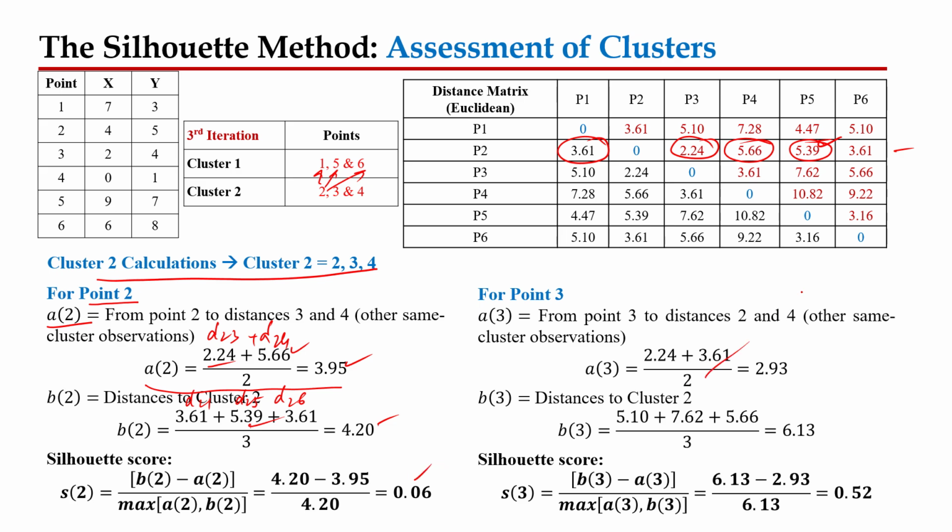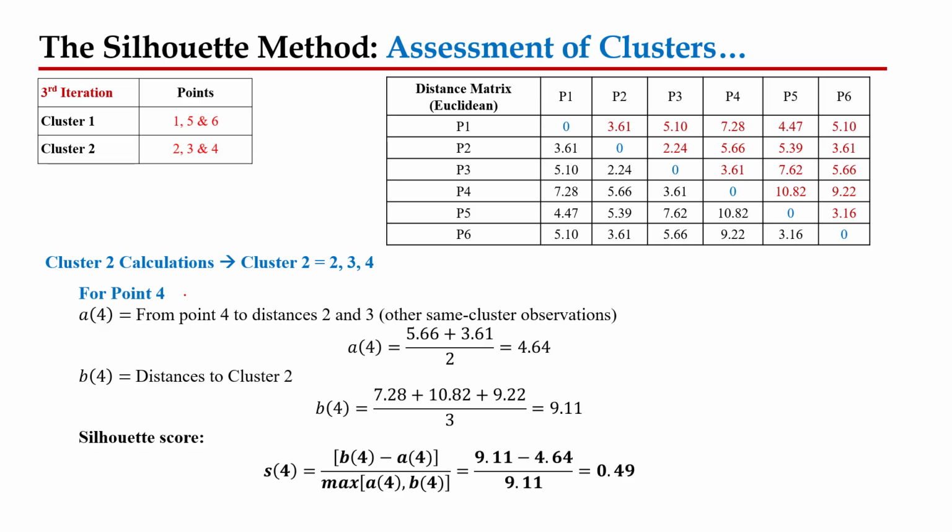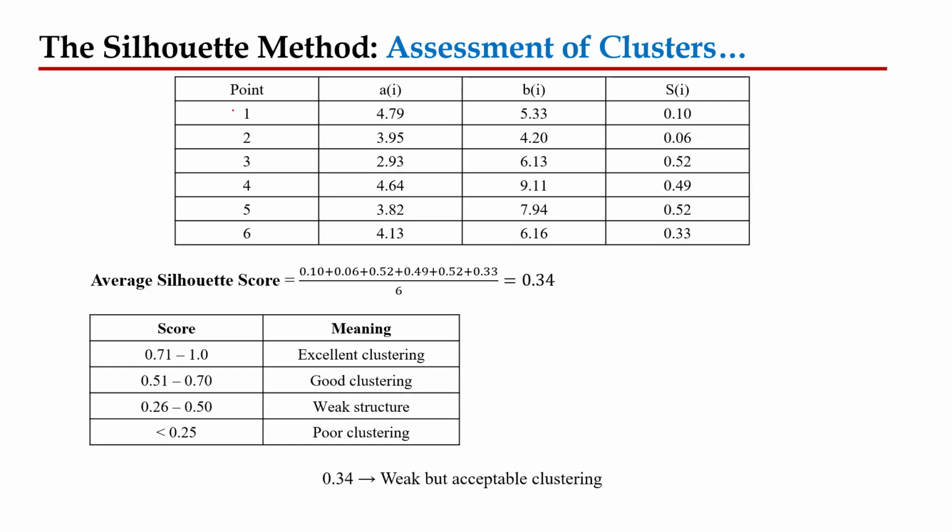Same is the case against observation 3, and the same is the case we are going to calculate against observation 4. Now, you can see that against all the 6 observations, we got the cluster cohesion values, the cluster separation value, as well as the silhouette score. In order to calculate the overall, or you can say the average silhouette score, we are going to take the average of these scores, which is 0.34.